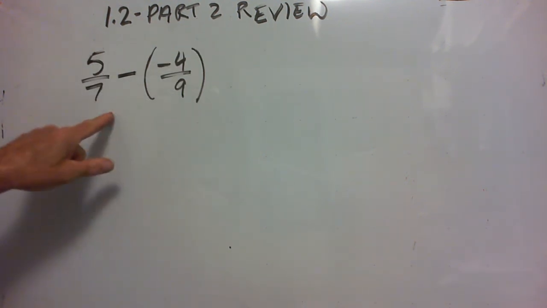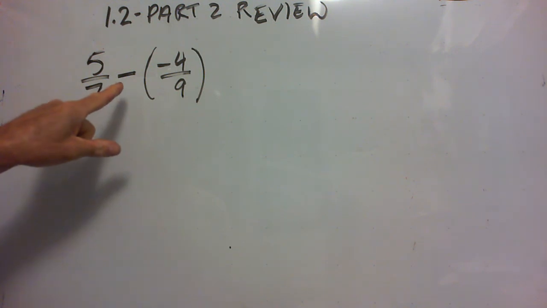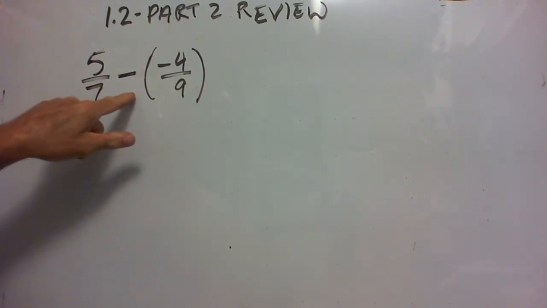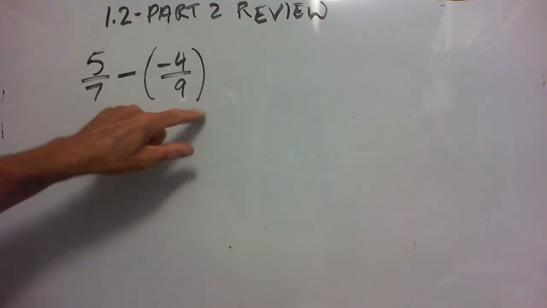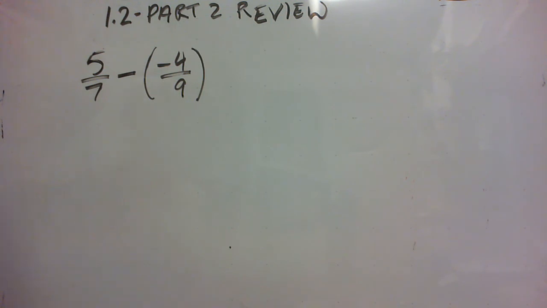Next problem is 5/7 minus -4/9. Now to do this problem, you're going to first want to rewrite that subtraction as 5/7 plus +4/9. Then you need a common denominator. And use one of the methods. Take multiples of 9 until you get a denominator that is divisible by 7.